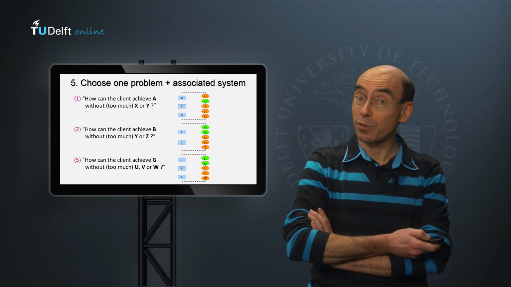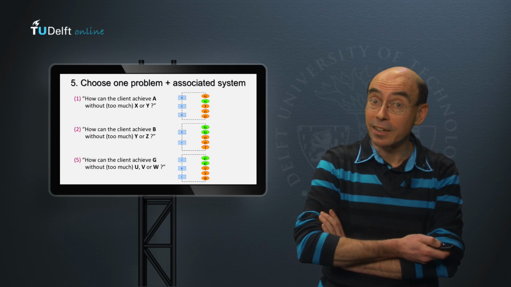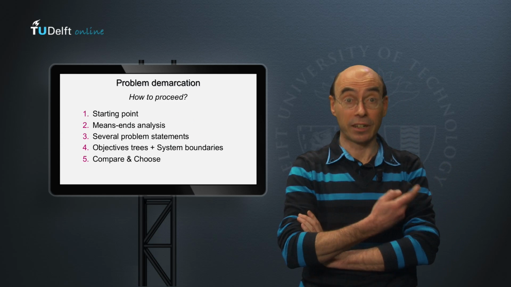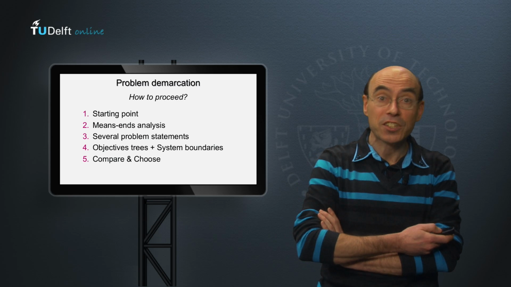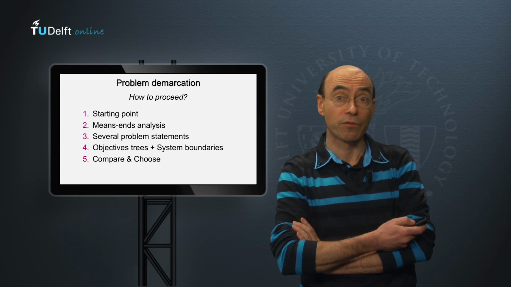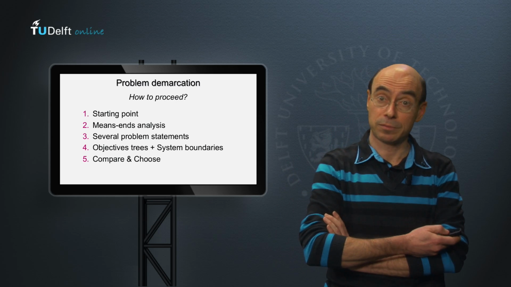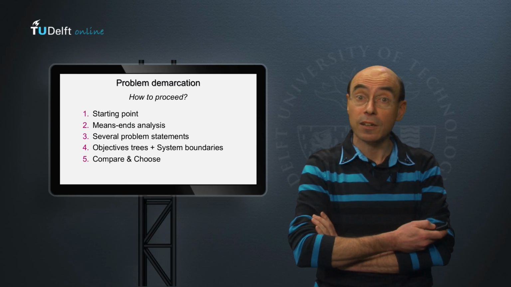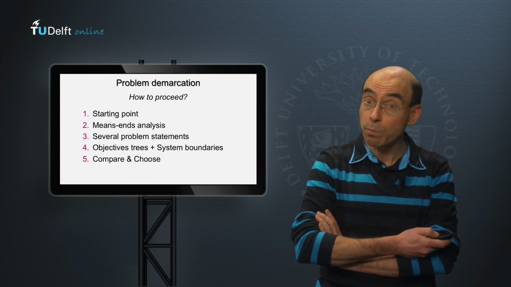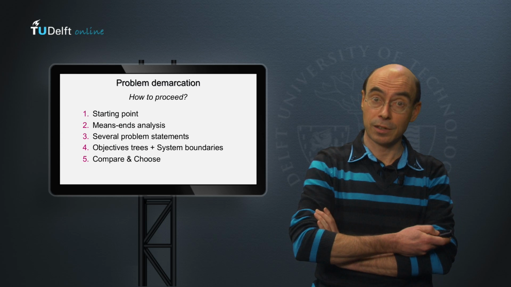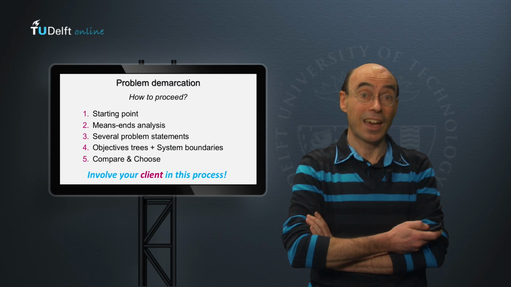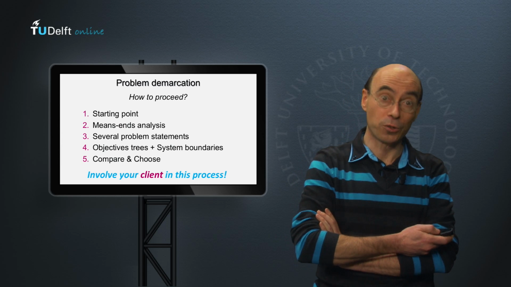Okay. The purpose of this video clip was to explain how you can do problem demarcation in a systematic way. Starting from one salient issue, means-ends analysis reveals a broad range of problems that you could focus on. By doing a quick scan of each problem, you can then make an informed decision about what is most relevant for your client. Remember, you do your analysis for your client. After all, it is all about your client's problem.